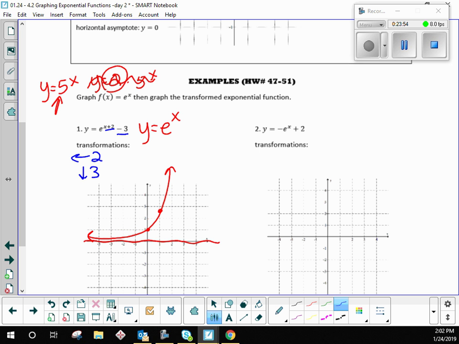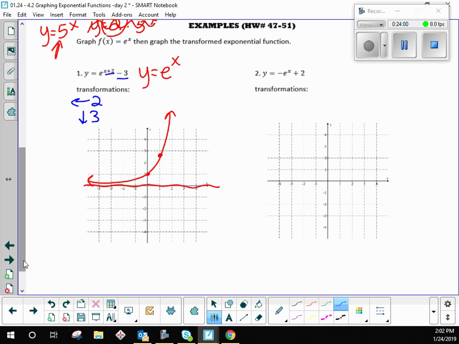So the good news about this is just transformations like we've always been doing. So we take our 0, 1, we go left 2, down 3. And then we take 1, 2.7, we go left 2, down 3. Which way do you think my horizontal asymptote is going? What do you think? To the right? Moving it to the left or right doesn't really change anything. Down, right? Down 3.